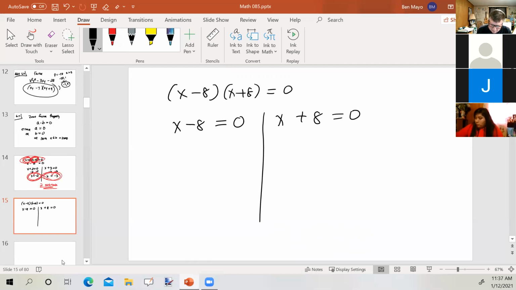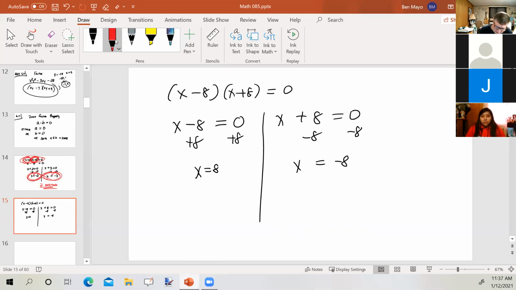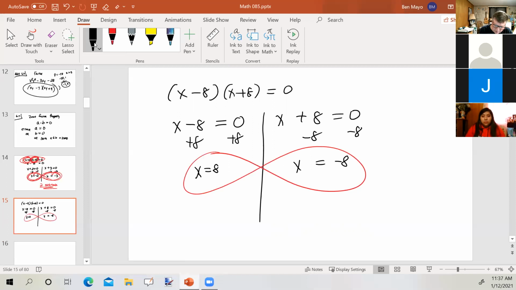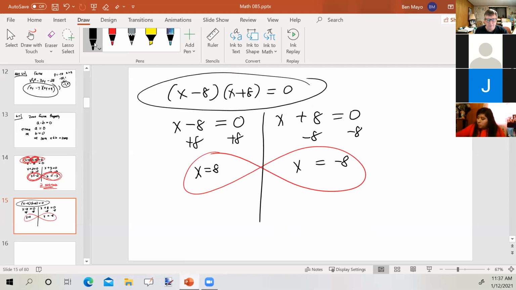Well, let's see. x - 8 = 0. We'll add 8 to both sides of the equation, and we get x = 8. x + 8 = 0. We'll subtract 8 from both sides of the equation, and we'll get x = -8. So here we have two solutions to this equation. Any questions?